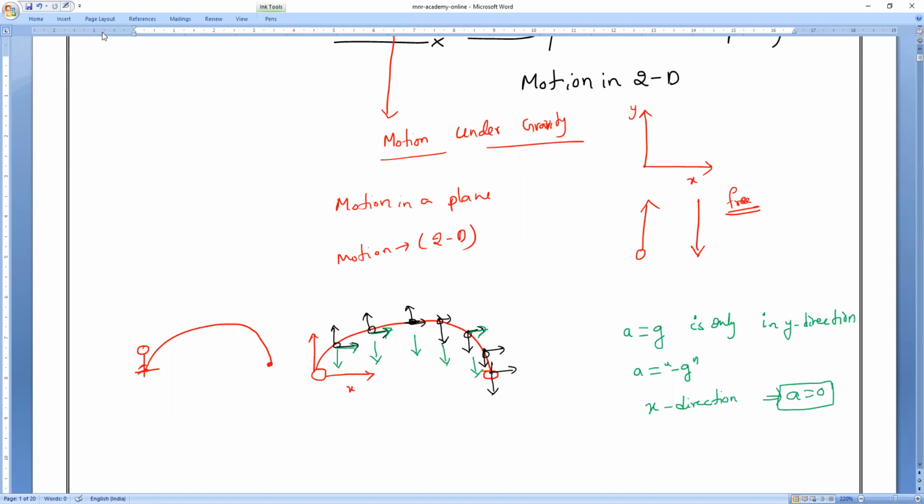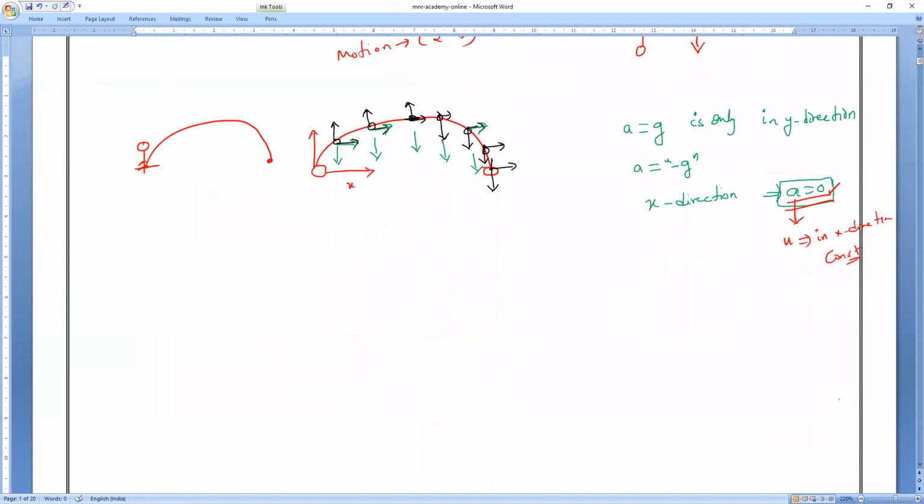We all know that acceleration 0 means something is constant. Can you tell me what is constant? Velocity is constant. Always remember, in the x-axis in projectile motion, the velocity in x direction always remains constant. That is why acceleration becomes 0. So that is what you have to remember.